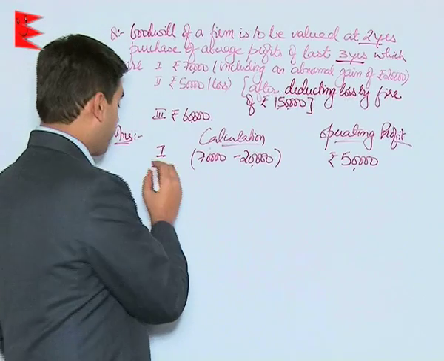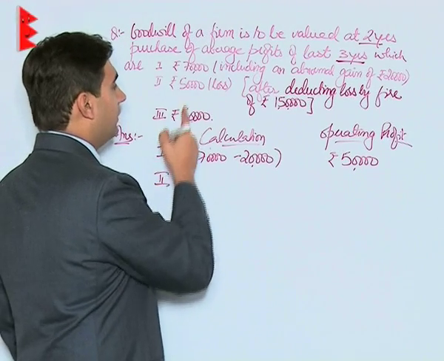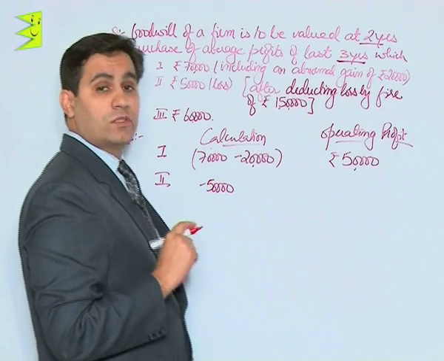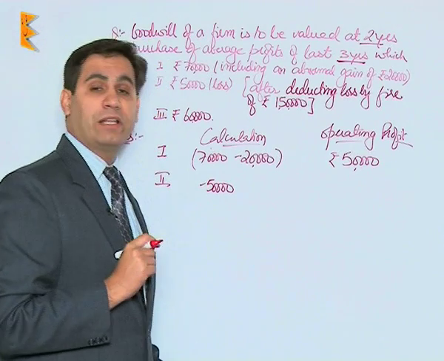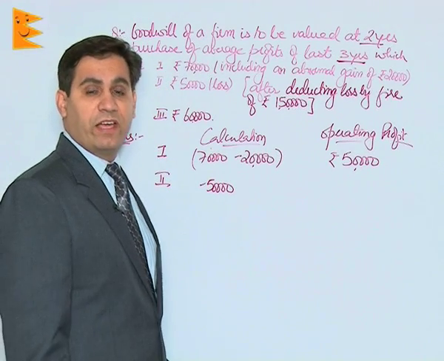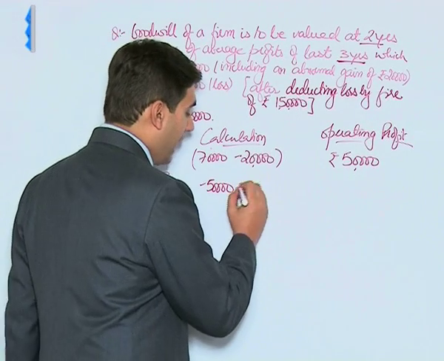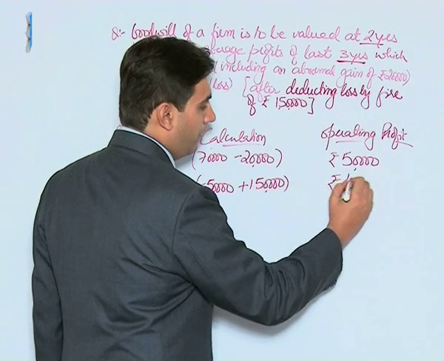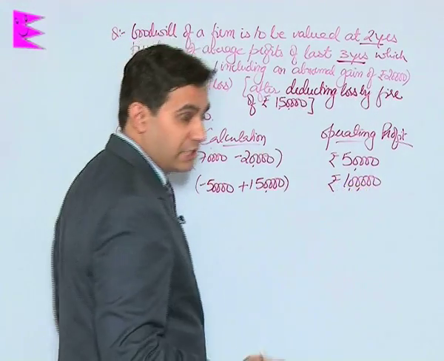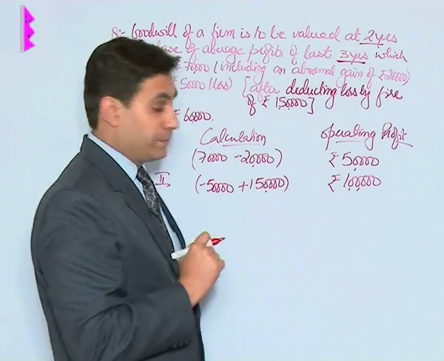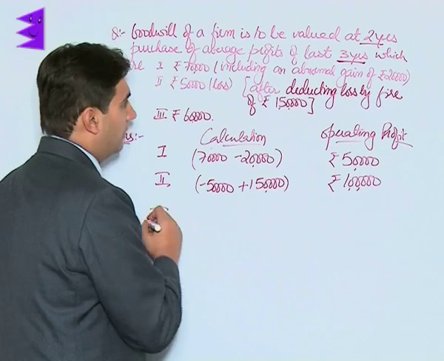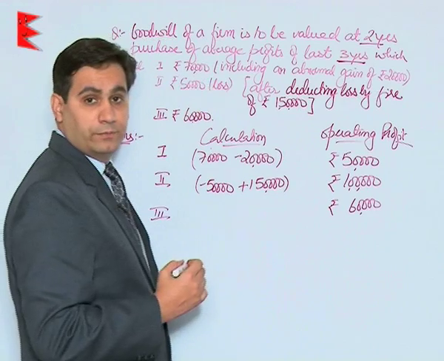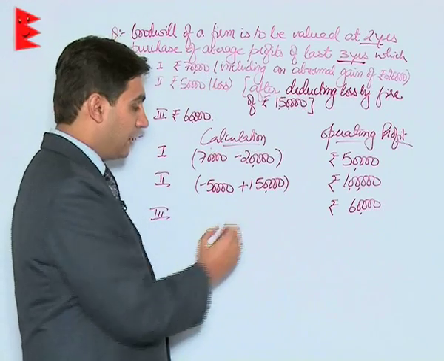as profit. For the second year, this 50,000 is a loss, so I am putting it as a negative figure, 50,000. But this loss was after deducting a loss by fire of 1,50,000. Remember, loss by fire is a non-operating expense, so it should be added back. Add this back. That means the firm would have earned a profit of 1 lakh from its operating activities, but for this fire. Then for the third year, nothing is mentioned. So this 60,000 is operating profit only, and there is no adjustment to be done in this figure.